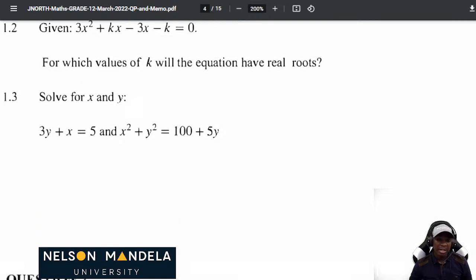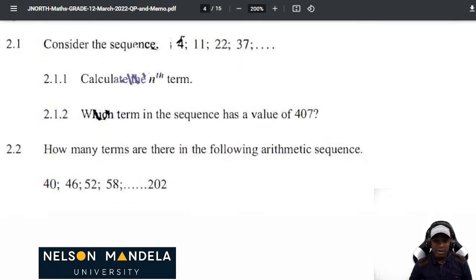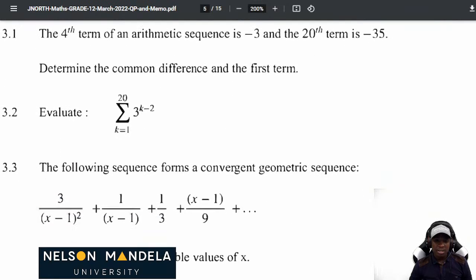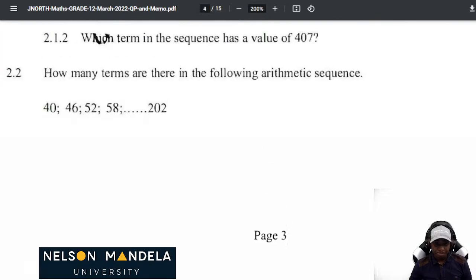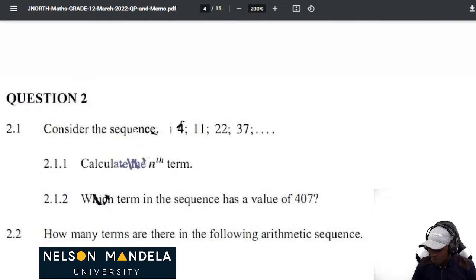Right, now let's look at number patterns. I'm going to do these number patterns. There are not many. In no time we will be done. Question 2. Great. So on question 2, we are given this sequence. Consider the sequence: 4, 11, 22, 37.